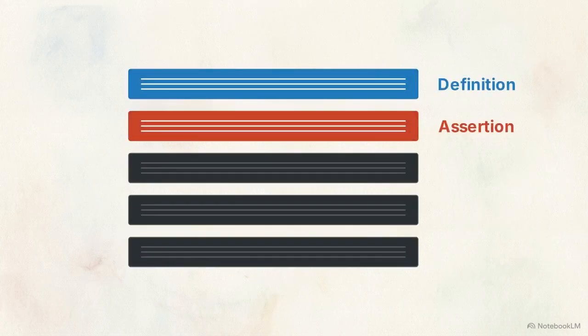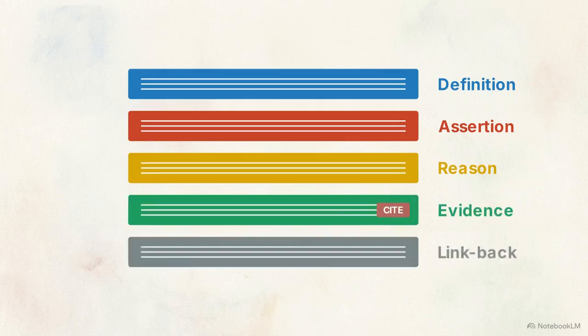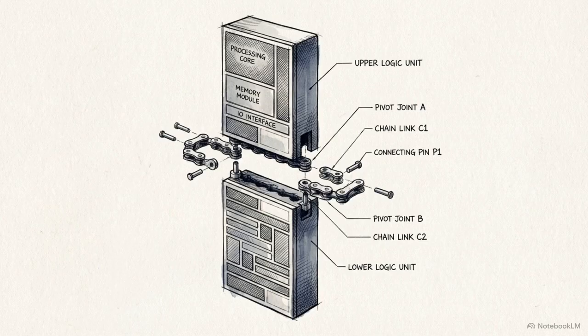We use the AR+L framework: blue for definition, red for assertion, yellow for reason, and green for evidence, which requires your citation. The gray link-back inference needs no citation, resting structurally on the evidence above. The inference sentence also manages inter-paragraph cohesion. It must mention the primary keyword of the subsequent paragraph to maintain a continuous logical chain.